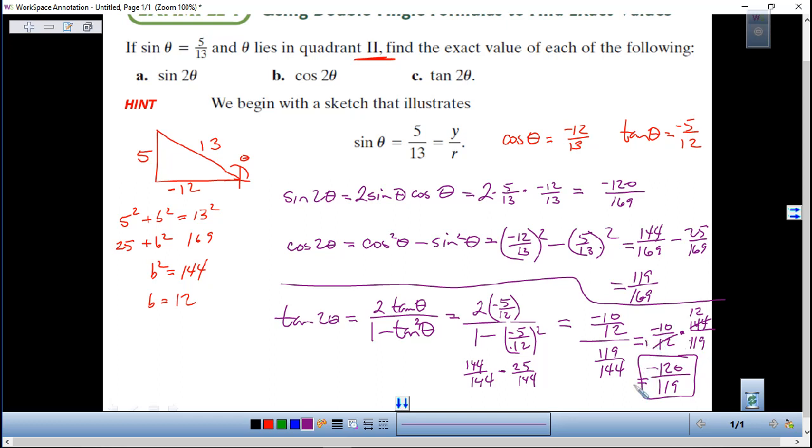All right, so that's all it is. Once you find your key values here, you use that to find out what your values are. You're just going to plug and chug into the formulas that you're going to have. So don't overcomplicate it. Find the stuff up here using a triangle, and then just plug it in and simplify.